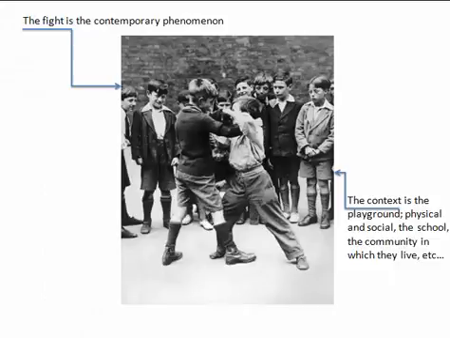So let's look at our example of a fight. So the fight is the thing that's happening now, the contemporary phenomenon. And the context is the playground. So it's the physical space. It's also the social space, the school, the community in which they live. So we have a set of onlookers here. And you might imagine, well, they're part of the context for this fight, aren't they? But to some extent, would the fight be unfolding as it is without that audience?